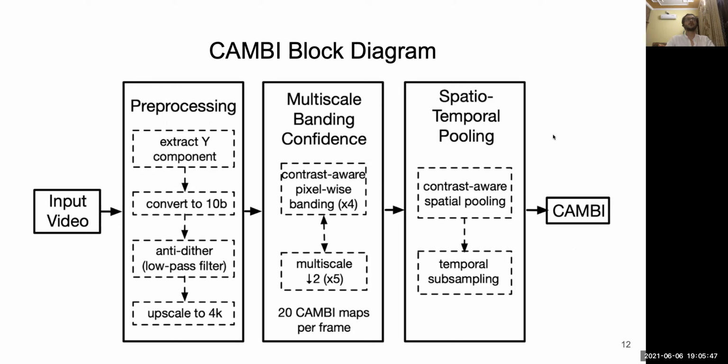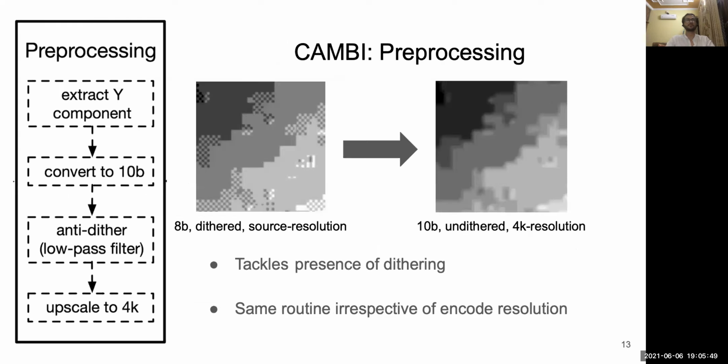In the next few slides, I'll go into the details of these blocks. So the first step of CAMBI is pre-processing. Here the assumption is that we have encodes of 8-bit, and these encodes are being viewed on a 4K resolution screen. But the encodes can have any resolution and various encoding parameters. So how pre-processing works is that first we extract the Luma component. So we only work with the Luma in this work.